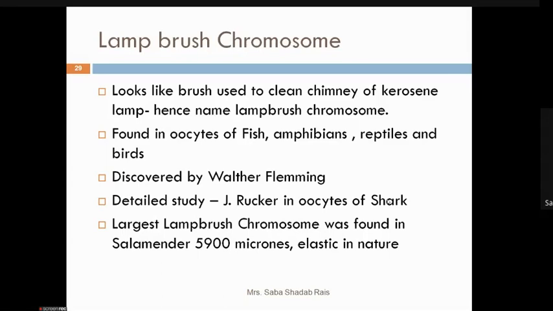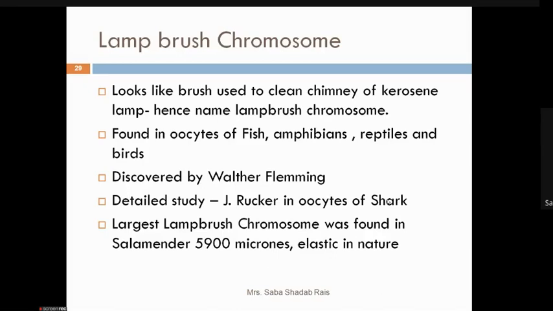Now when we talk about where it is found, it is found in the oocytes of fish, as well as in amphibians, reptiles, and birds. Who discovered it? It was discovered by Walther Flemming when he was studying amphibians, but he could not study the details. He just found some lampbrush chromosome-like structure, but its detailed study was given by J. Rückert when he was studying the oocyte of the shark.